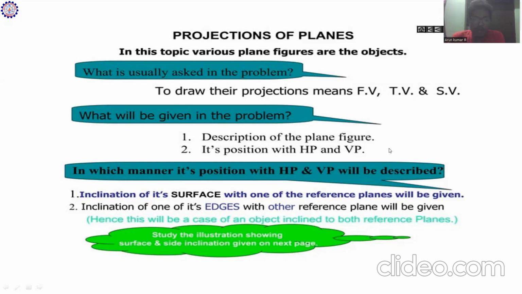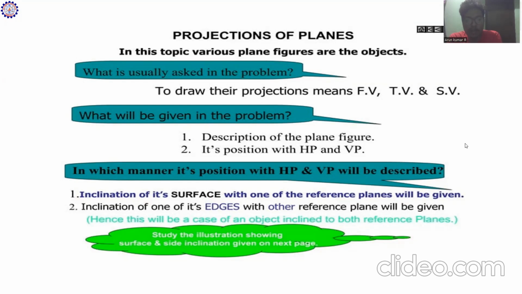First of all, you draw their projections, meaning the front view, top view, and side view. That is what they are importantly asking. What will be given in the problem? I already said there are three parameters noted in each problem while solving engineering graphics problems.